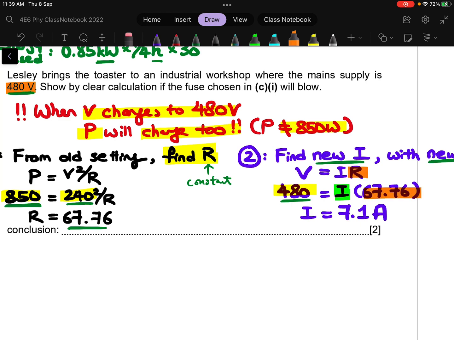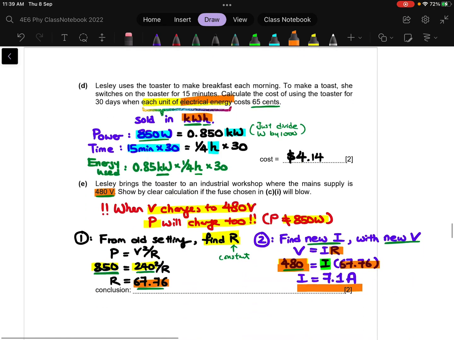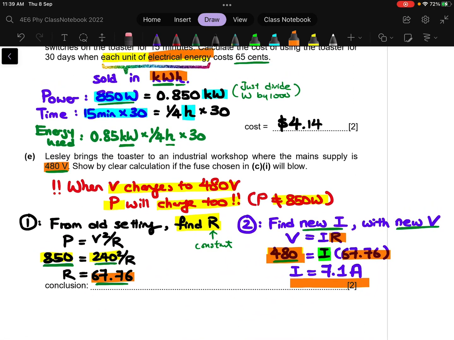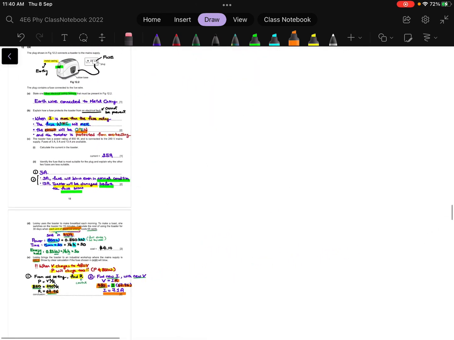So this resistance over here comes from here. The resistance of the toaster doesn't change unless you change some wiring or whatsoever. So you will be able to work out that the new operating current will be 7.1 A when you supply a new voltage of 480 V. And as a result, the fuse you chose in C part 1, which is 5 ampere, will blow. So I hope that with this, you would understand this question, which mainly focuses on practical electricity. If you have questions, quickly clear them with me.